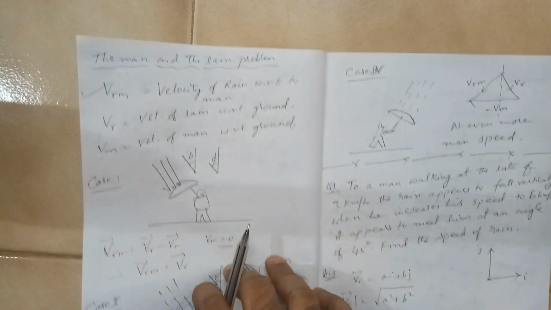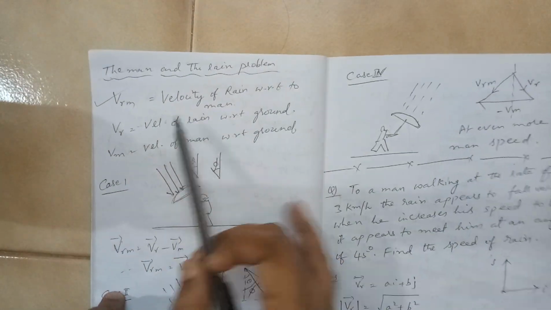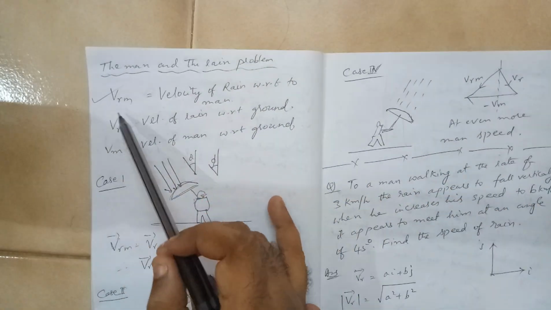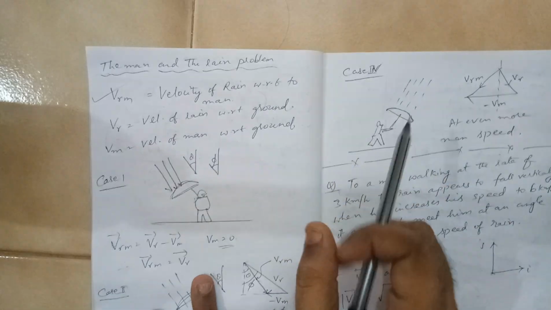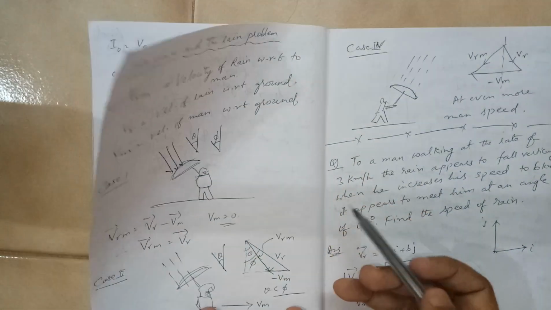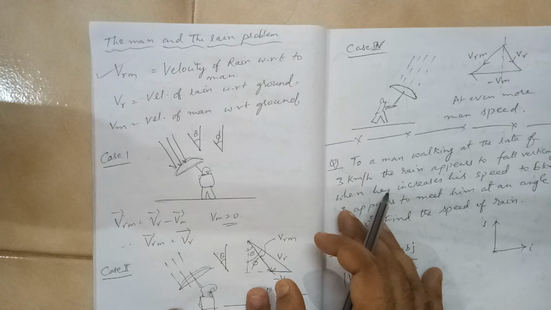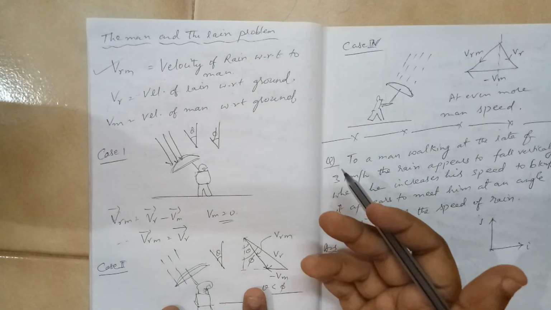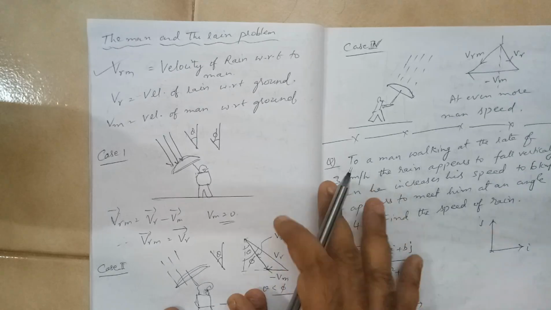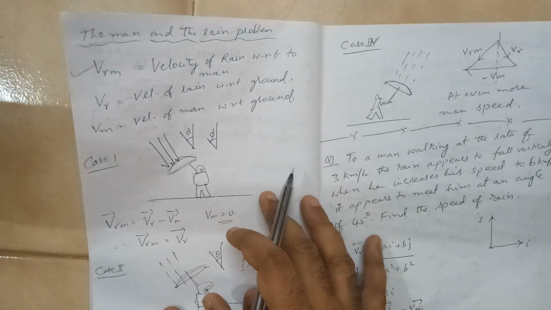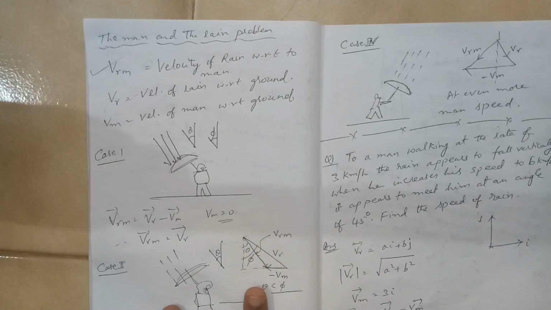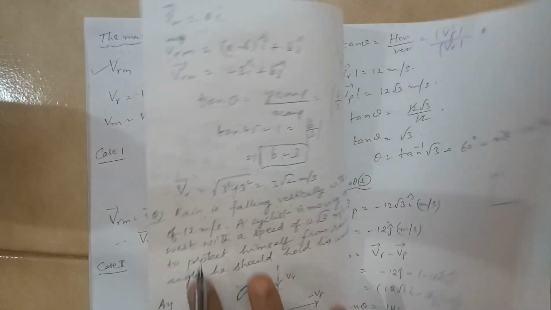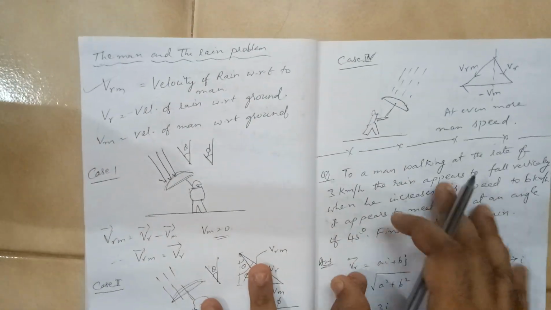Students, we will be looking into an interesting topic in relative velocity, that is the man and the rain problem. Whenever there is a rainfall, how does the umbrella have to be held? Basically you don't want to get wet. So how to calculate which direction the umbrella should be held, and what are the calculations involved, that we are going to see now.